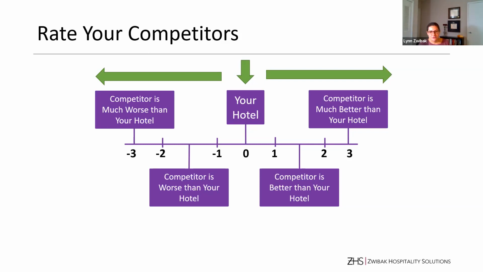So let's say we're talking about guest rooms. A hotel that has slightly nicer guest rooms than you would rate as a 1. A hotel that has much nicer guest rooms than you would rate as a 3. Stop me if there are any questions.